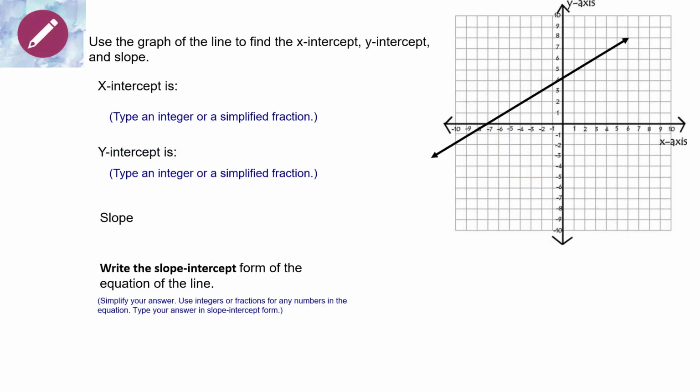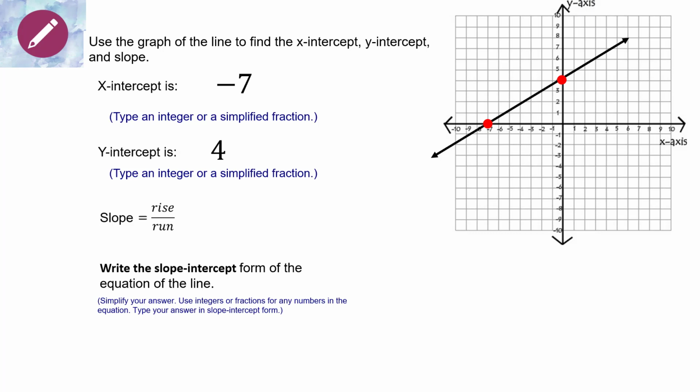Let's do this one. Use the graph of the line to find the x-intercept, y-intercept, and slope. First, let's find the x-intercept. The x-intercept is where our line crosses the x-axis. And for this one, it's -7. Let's find the y-intercept. The y-intercept is where the line crosses the y-axis. For this line, it crosses at 4, so our y-intercept is 4.